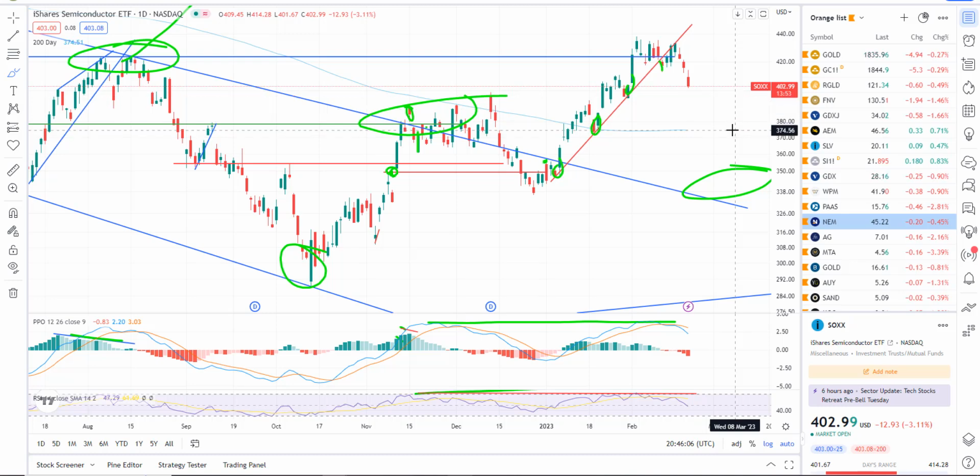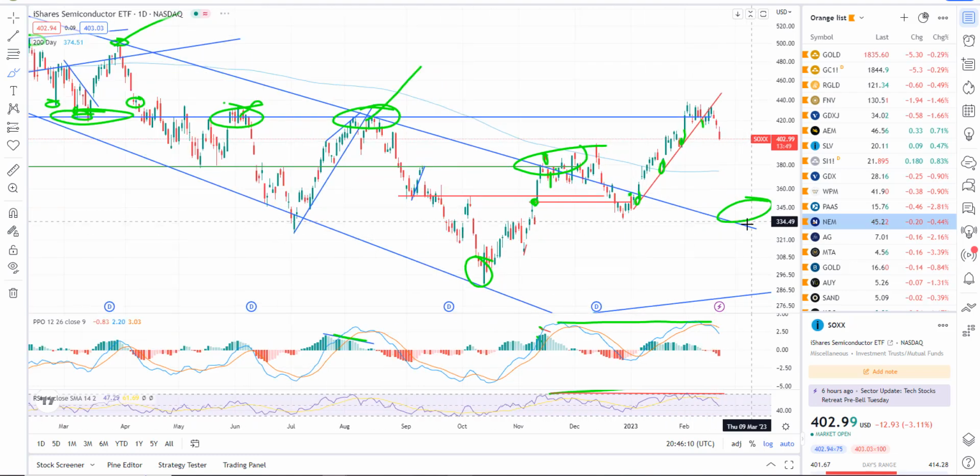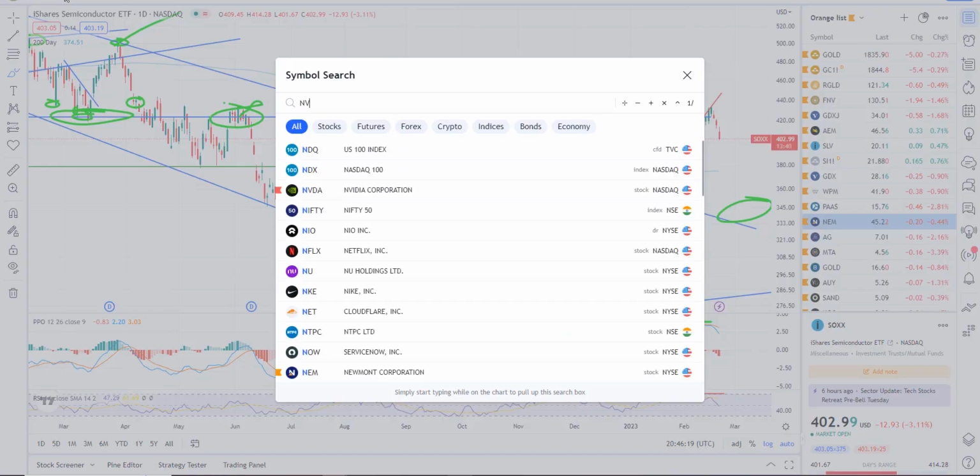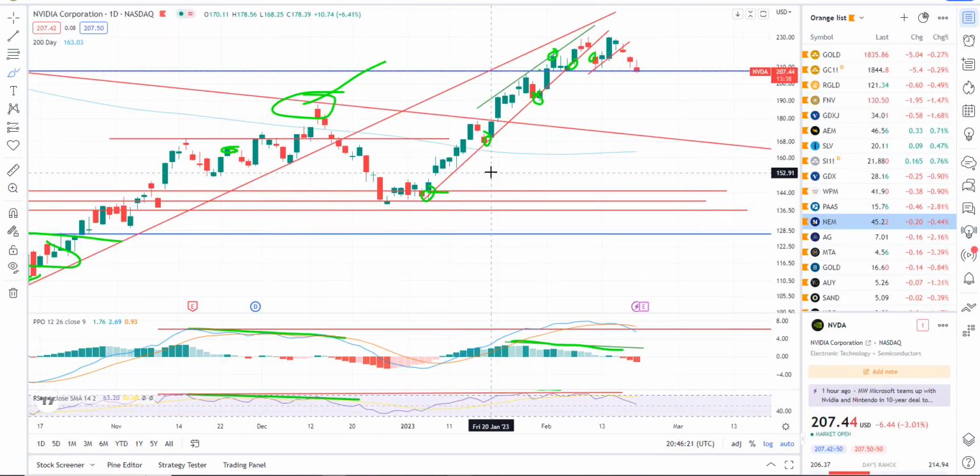But ultimately, I think we're heading down, minimum, to the 200 simple moving average, and likely down to back test this trend line as well. So those semis all look good on the short side from my perspective. Nvidia has earnings coming up, so that one might get a little dicey.